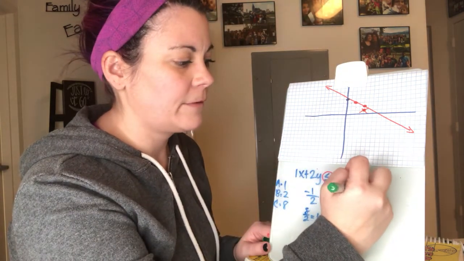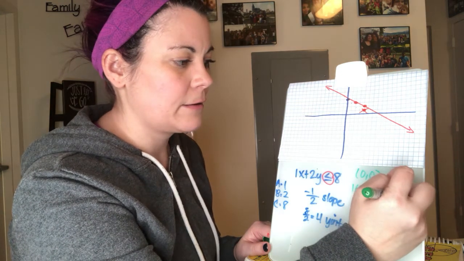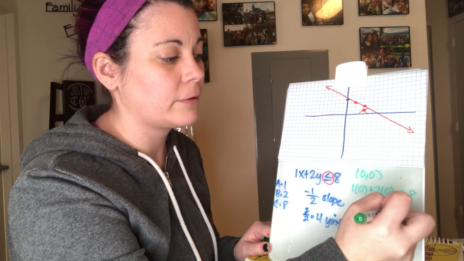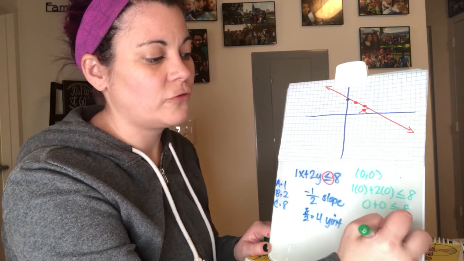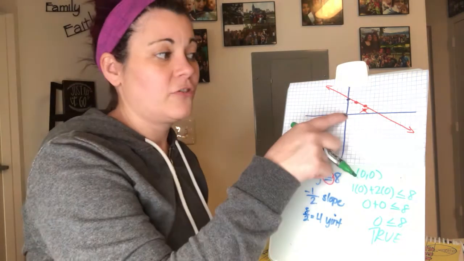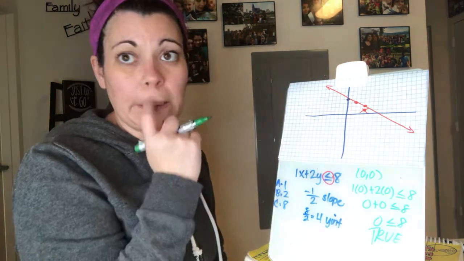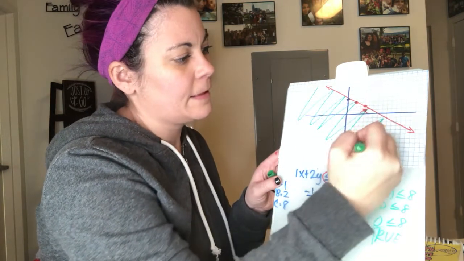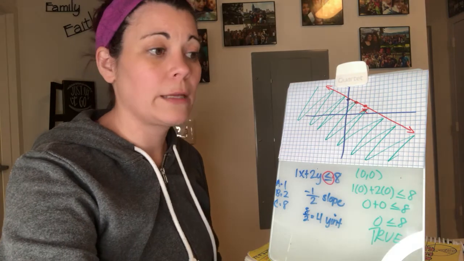So 1 times 0 plus 2 times 0 is less than or equal to 8. So 0 plus 0 is less than or equal to 8. 0 is less than or equal to 8. We have a true statement when we plug in 0, 0, which means I'm going to shade the side that 0, 0 is on, since it makes a true statement. So I'm shading this side, and that is how you graph linear inequalities.